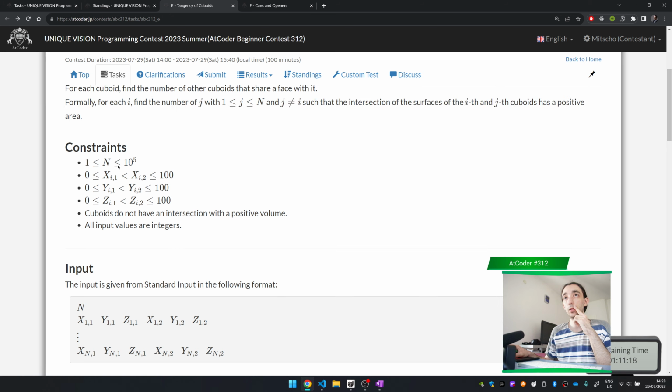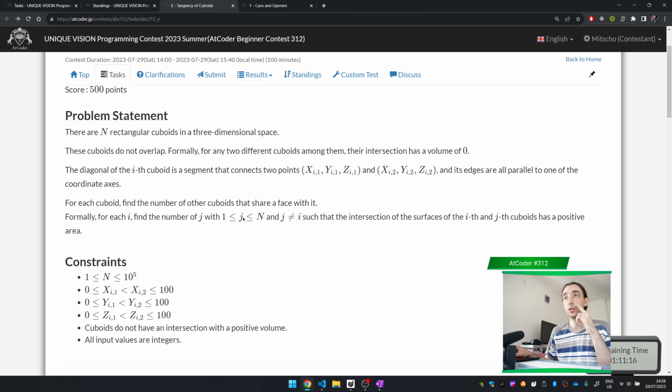Okay, so how do we search this? We have x, y, z, and we want to see how many cuboids there are such that x, y, and z are in this range. So there's some range, there's some cuboid, and then you need to find if a point is inside that.